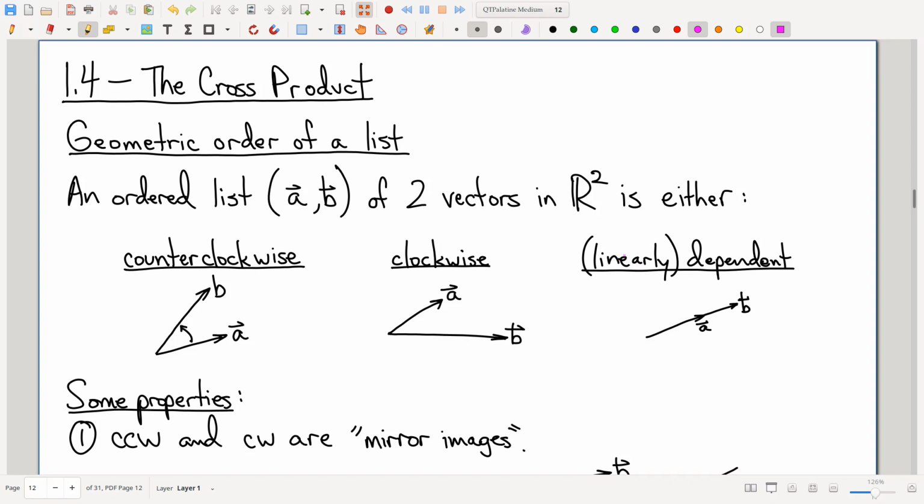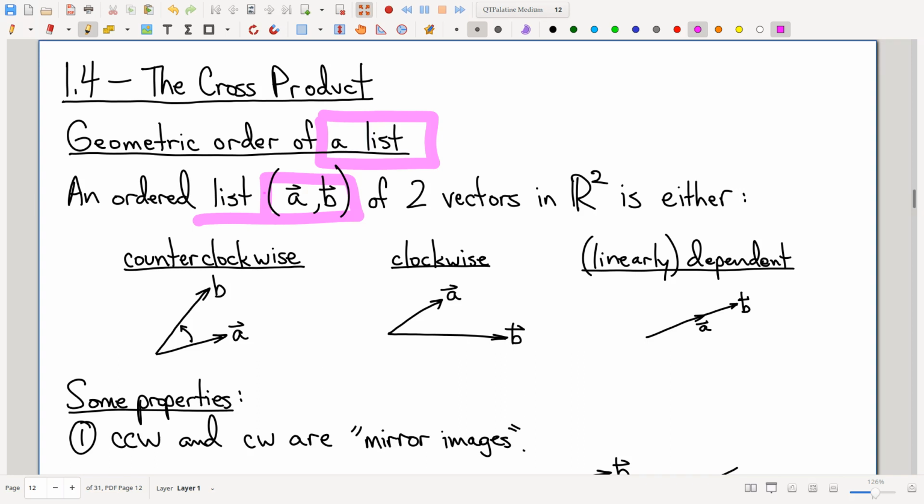Okay, so I'm going to start off with this idea of geometric order of a list. We'll start off by talking about a list. What is a list? It's kind of like a collection, but the order matters. In a list, the order matters, right? Which one is first, which one is second, is part of what a list is.